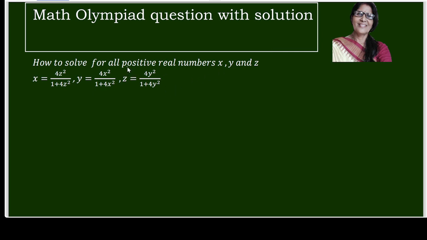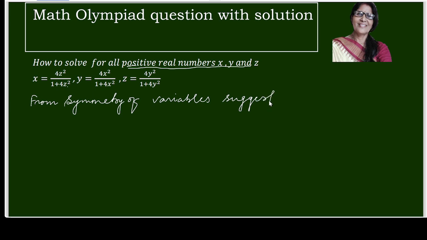When the question is like this, the solutions are positive real numbers and we can observe a symmetry in the variables. So from the symmetry of the variables, for this type of question the suggestion is to take x equals y equals z.